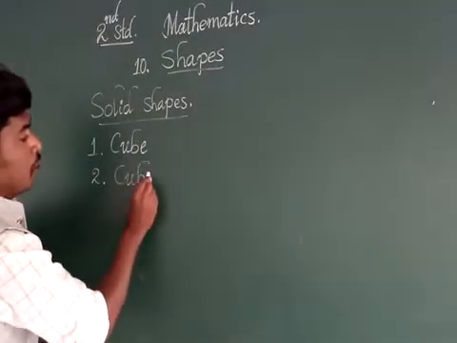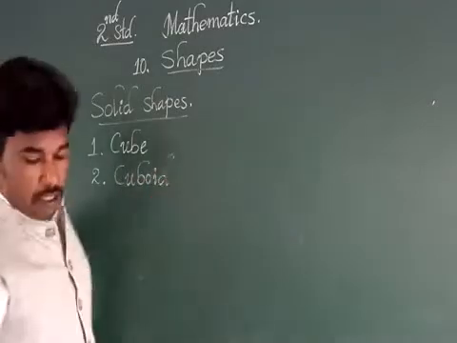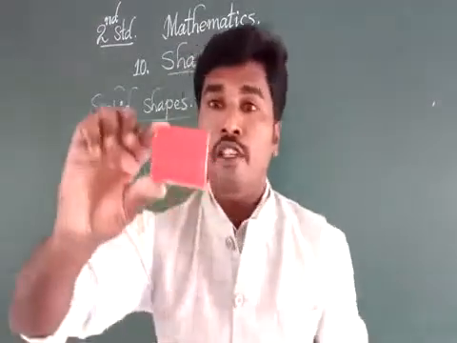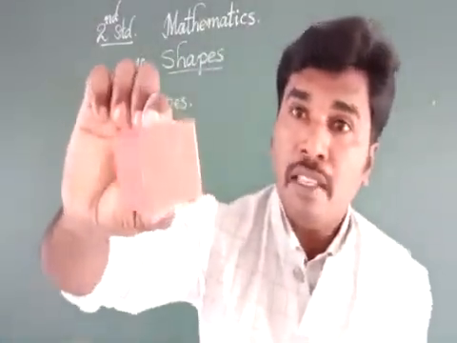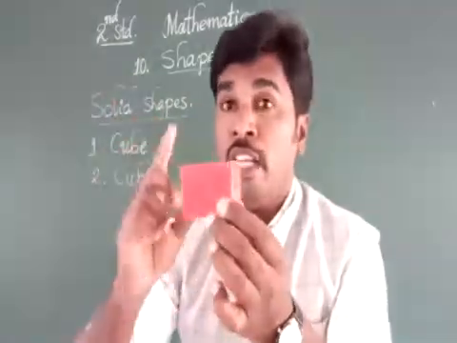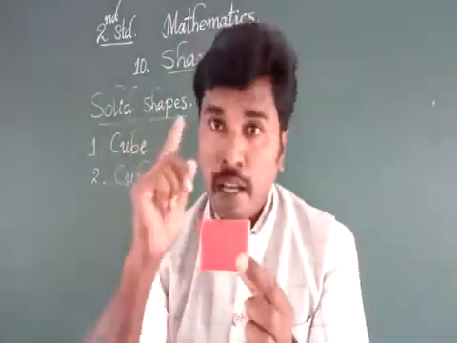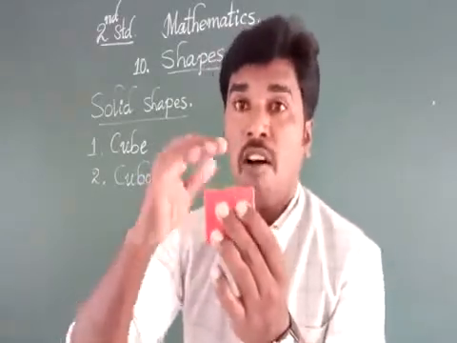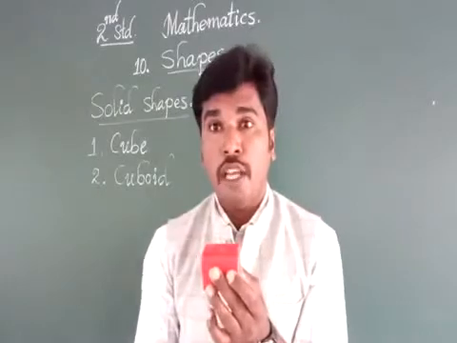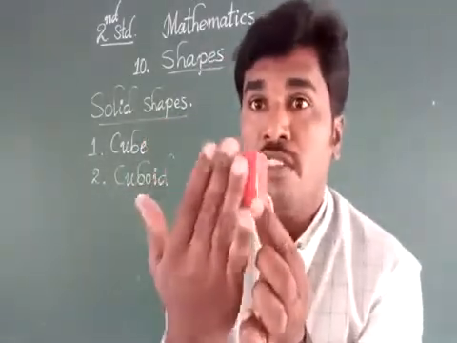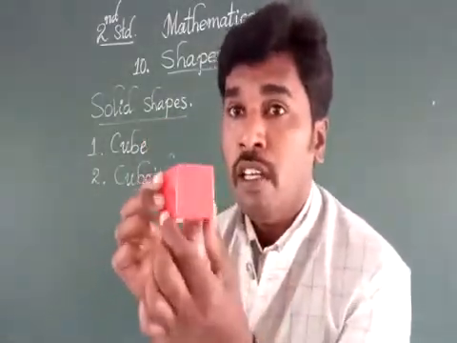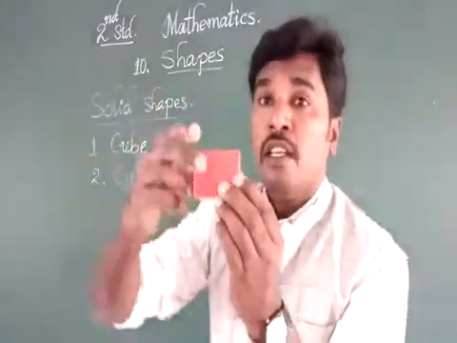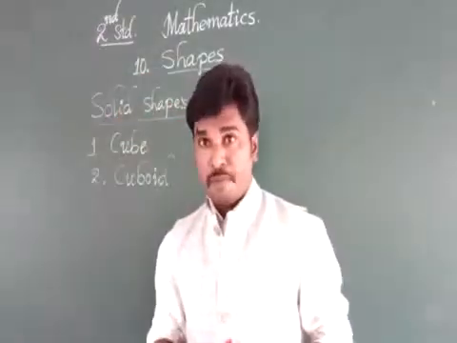Cuboid. So here is the model of the cuboid. Look at it, dear children, it also appears like a cube, but in a cube all faces are square in shape. In a cuboid the faces are rectangular in shape. So look here, this is the front face. Here you are observing a square face. That means it is the shape of the cuboid.